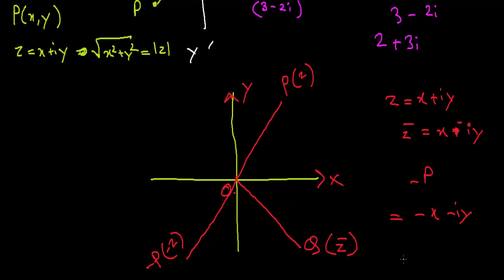And if you have something like minus x and plus iy, it will be right here, suppose we consider it as q bar. So these are some geometric interpretations or representations for it.